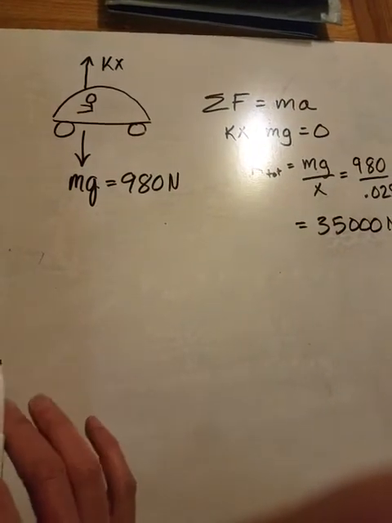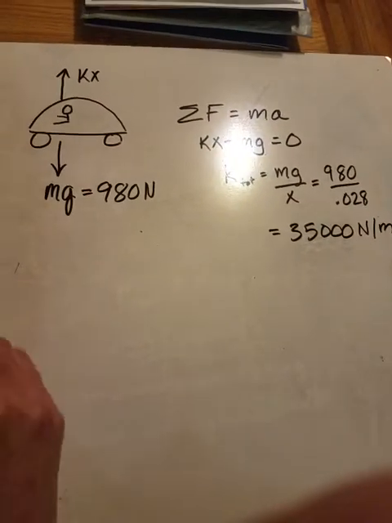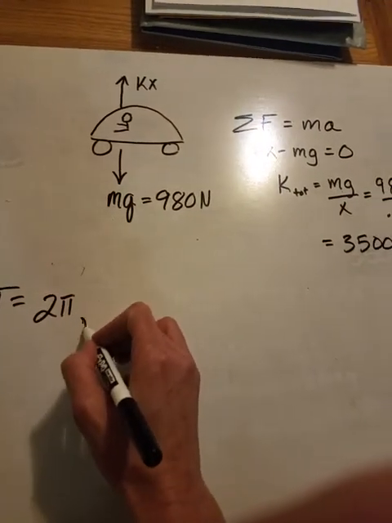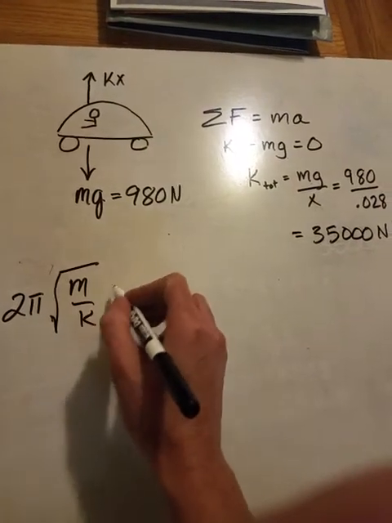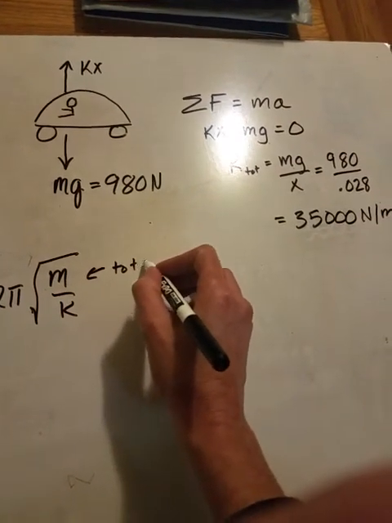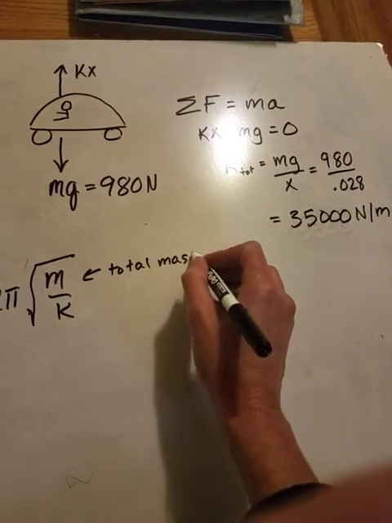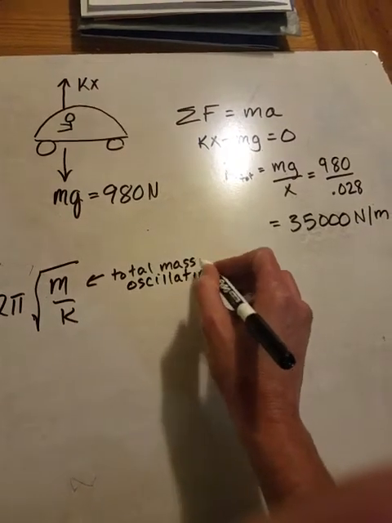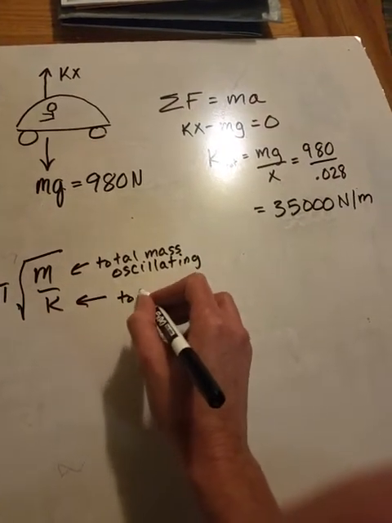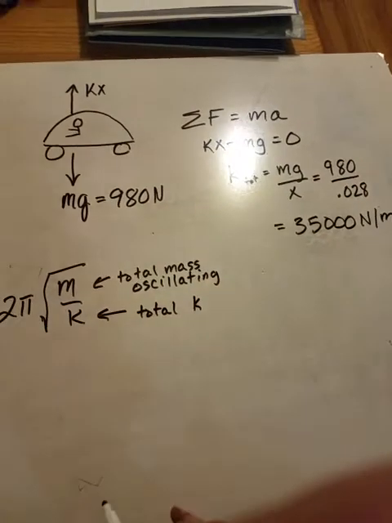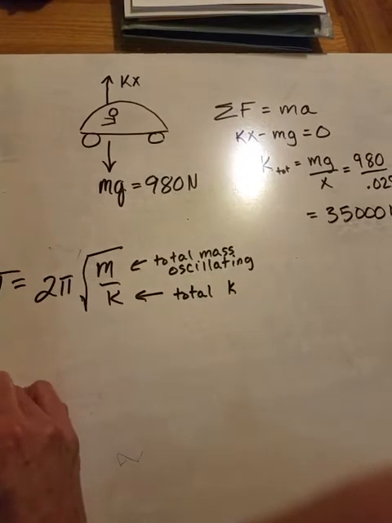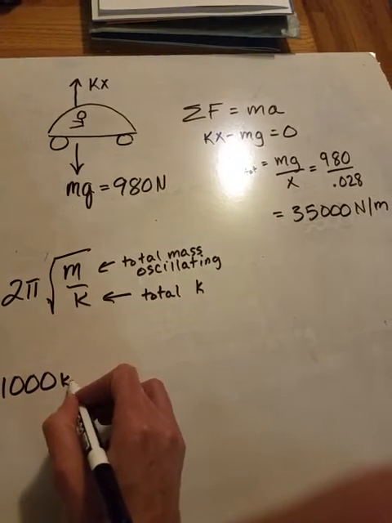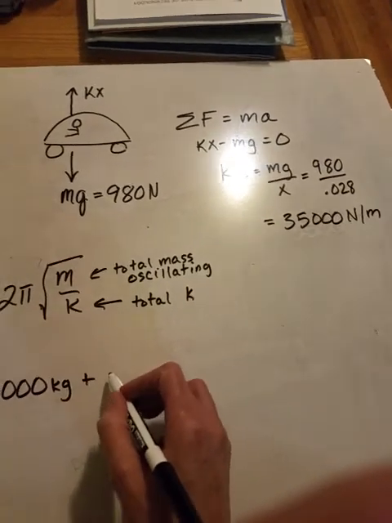If we want to find the period that this is oscillating with, T is going to be equal to 2 pi times the square root of m over k. This is going to be the total mass oscillating, and this will be the total spring constant. So the total mass that's oscillating is going to be the car, which is 1,000 kilograms, and then the mass of the person.